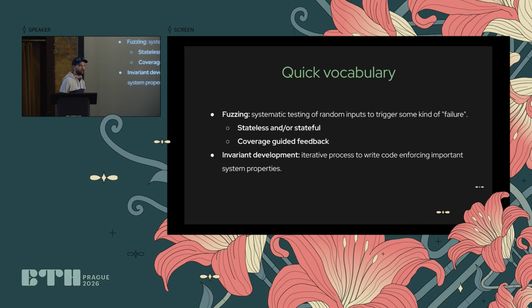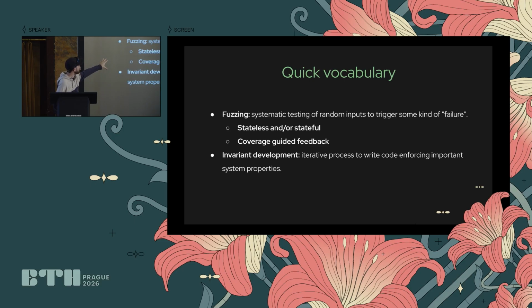Right, let's do a quick vocabulary slides just to make sure we are on the same page. So we're going to talk about fuzzing, which is essentially systematically testing random inputs to trigger some kind of failure on smart contracts. We'll have to define what the failure means.